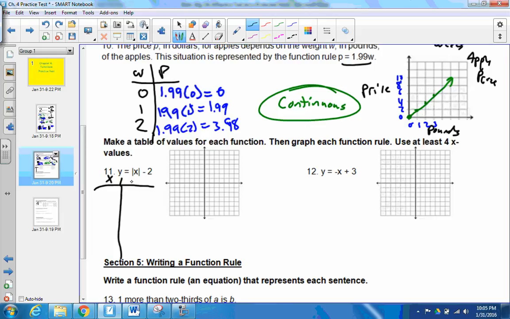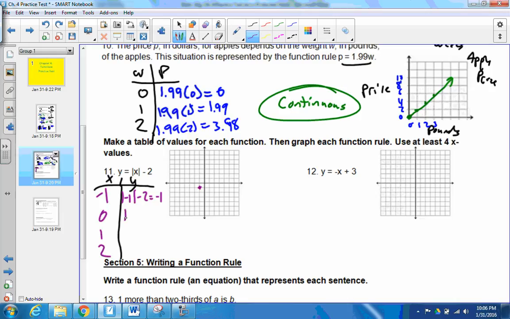So x and y. If we plug in, we should always use a negative value. So we're going to use -1, 0, 1, and 2. Alright, let's plug it in. The absolute value of -1 is +1. It's always making it a positive. When we subtract 2 from that, we end up getting a -1. So our first point is -1, -1, right here.